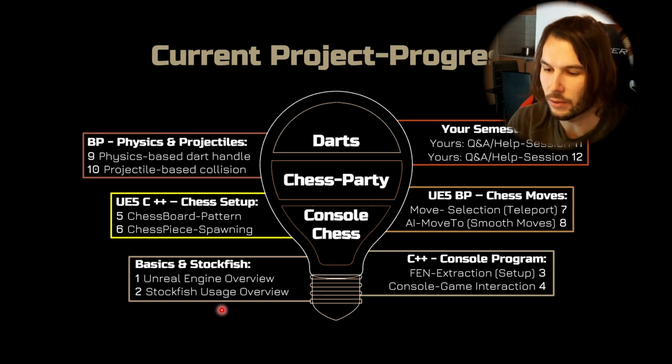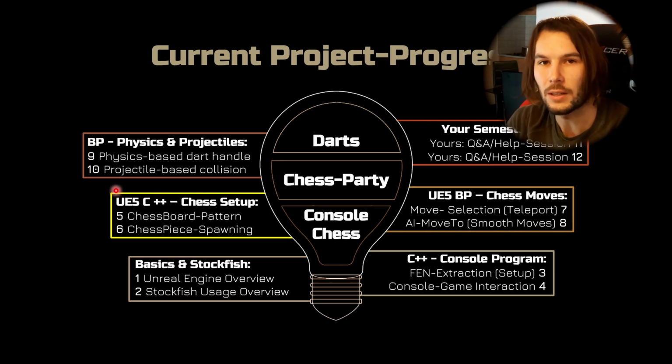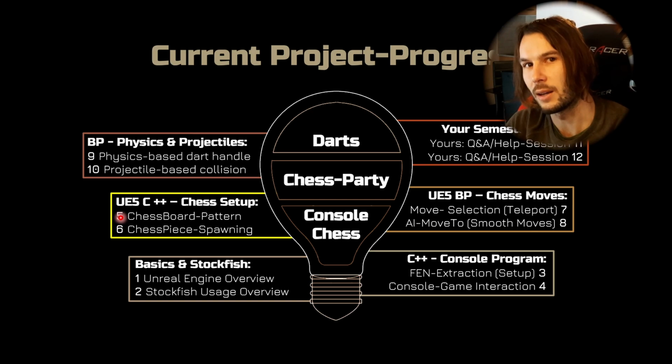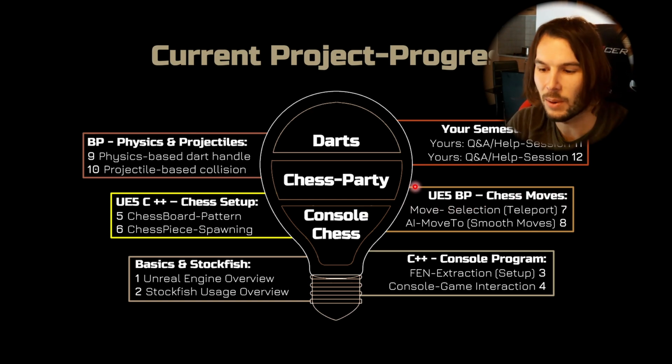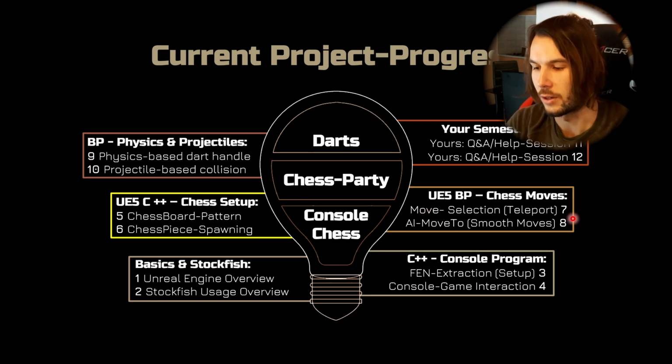So today's lecture will move on to the 3D part of this course, specifically the chess part. So we start with the chessboard pattern today, and then we will advance to the chess piece spawning. And now you can see it will go step by step. So first we create a chessboard pattern, then we will have chess pieces on the board. Now we can move them by simply clicking onto the tiles we will create today with the chessboard pattern, and then we will smooth this out using the AI move to function.